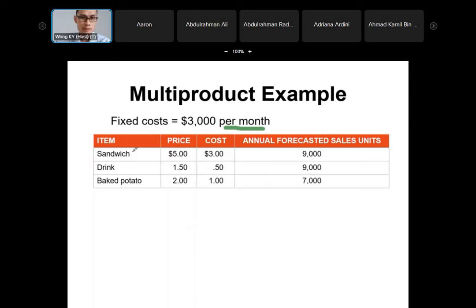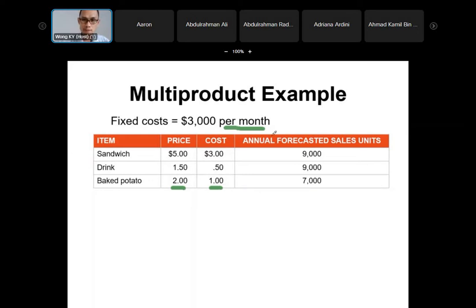Now, sandwich selling price is $5 per unit, and the cost of making the sandwich is $3 per unit. The drink selling price is $1.50 per unit, per drink. The production cost is 50 cents per drink, and same for potato. Selling price is 2, the cost is 1.